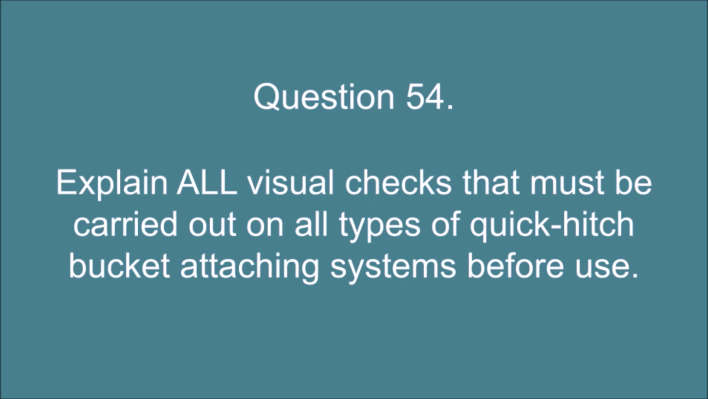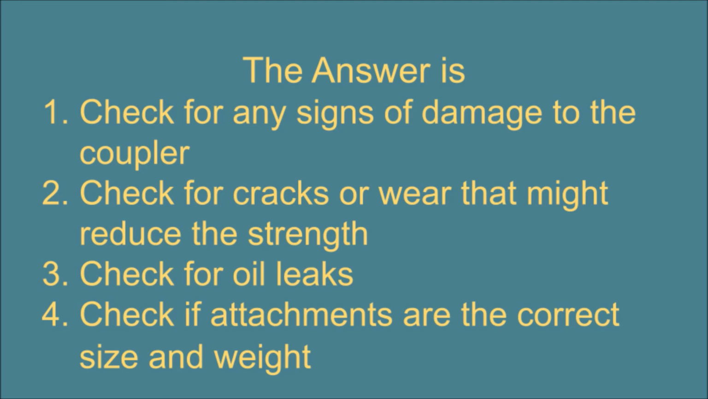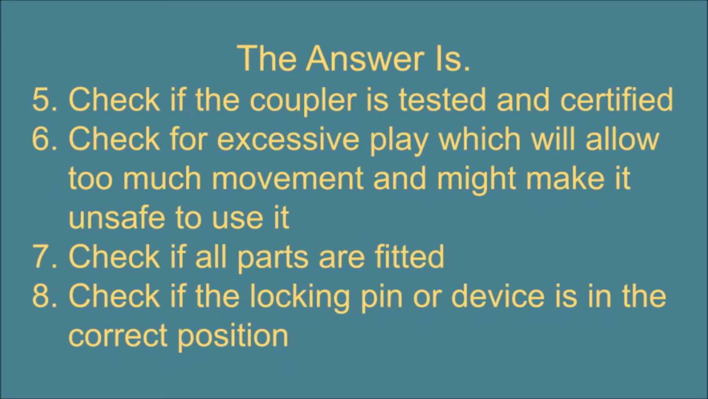Question 54. Explain all visual checks that must be carried out on all types of quick hitch bucket attaching systems before use. The answer is 1. Check for any signs of damage to the coupler. 2. Check for cracks or wear that might reduce the strength. 3. Check for oil leaks. 4. Check if attachments are the correct size and weight. 5. Check if the coupler is tested and certified. 6. Check for excessive play, which will allow too much movement and might make it unsafe to use it. 7. Check if all parts are fitted. 8. Check if the locking pin or device is in the correct position.